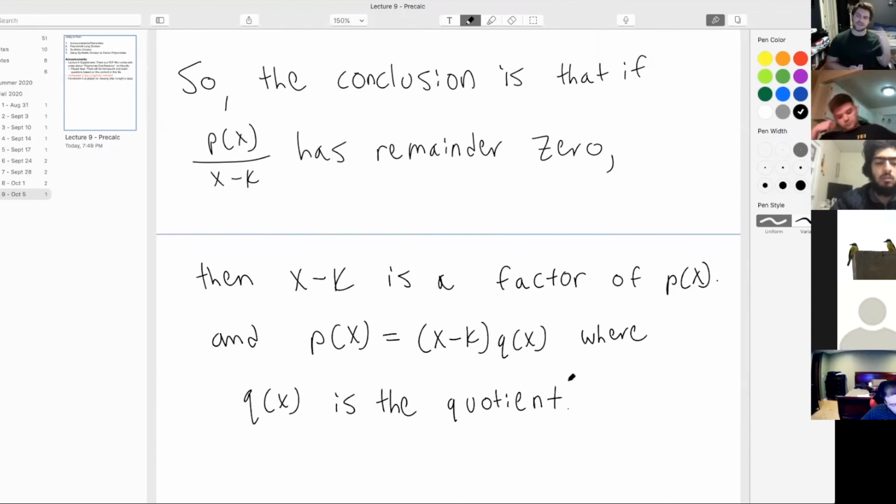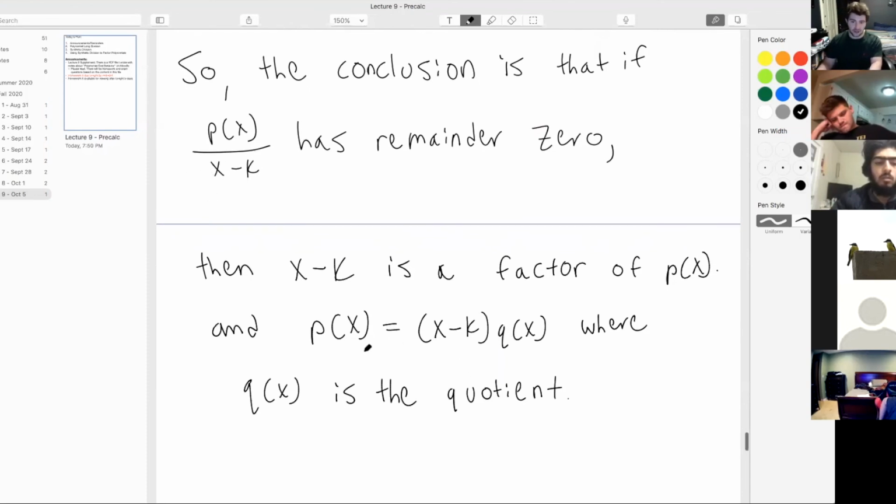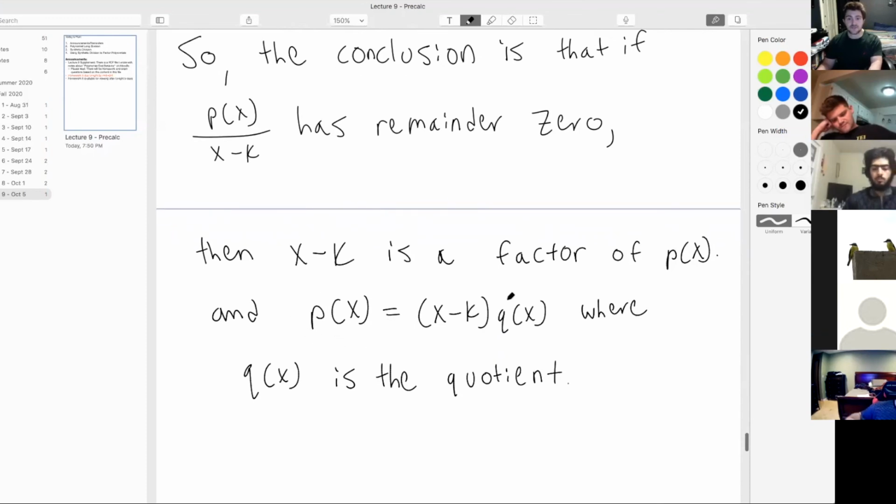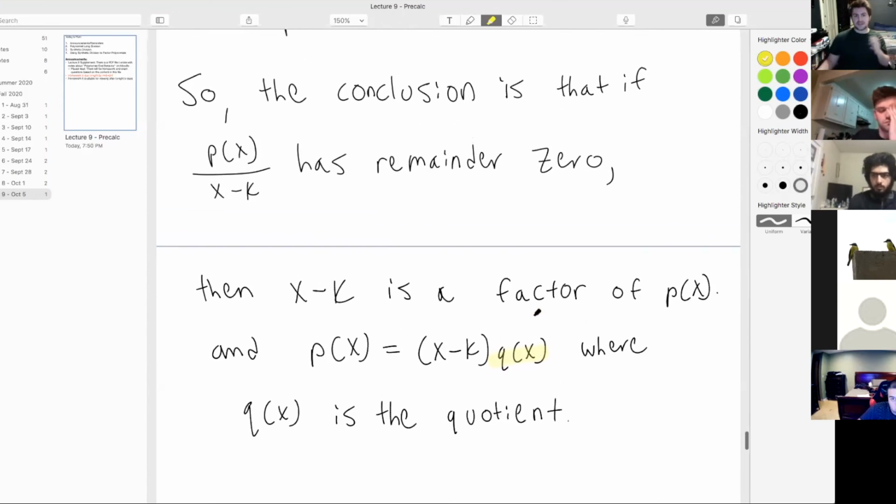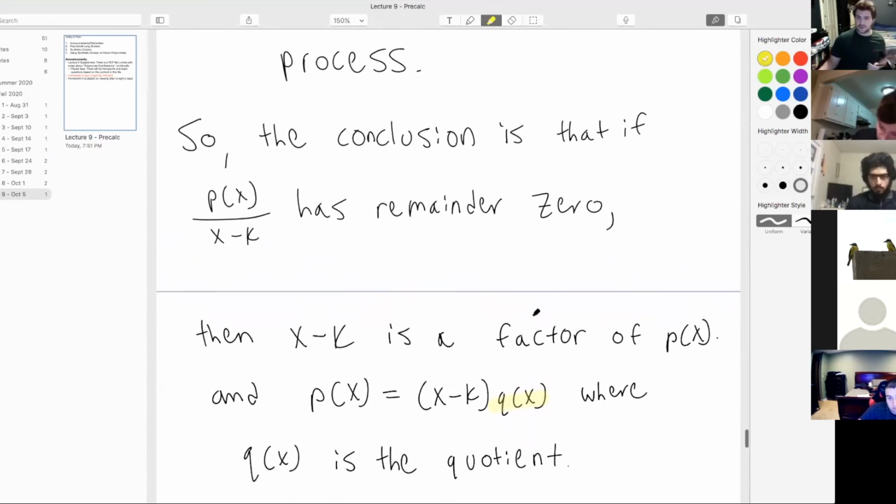So if you do a synthetic division or a polynomial long division and you get remainder 0, you know that the thing you divided by, x minus k, is a factor of the numerator. You can factorize it as x minus k times q. And how do you get q? You get q of x just by doing the long division. I write q for it because it's the quotient after performing the long division. That's what we observe here in the process.